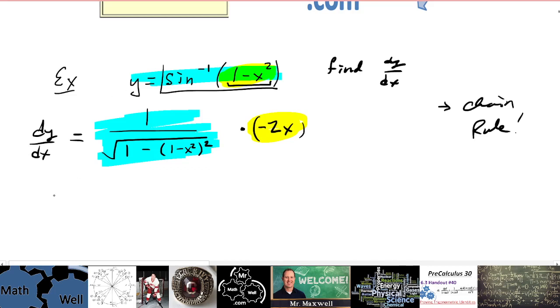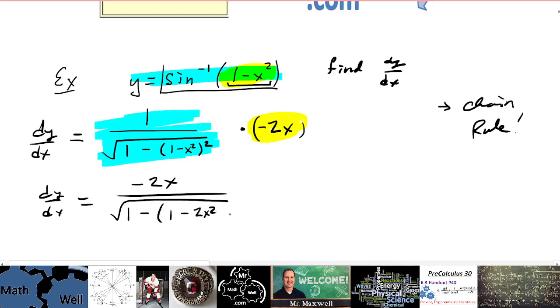All right, so let's simplify this now. dy dx is, the top is just going to be negative 2x. On the bottom, let's multiply and gather like terms underneath here. Because this is not how this is going to end up. It's going to be 1 minus, and we're going to have 1 minus 2x squared plus x to the 4th there, it looks like.